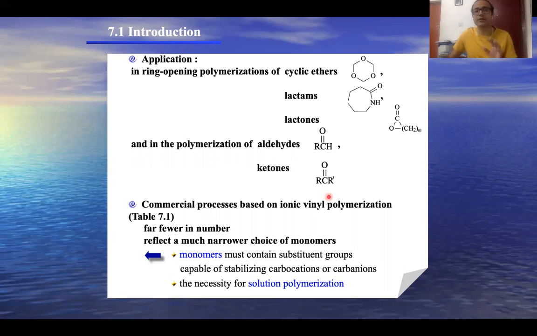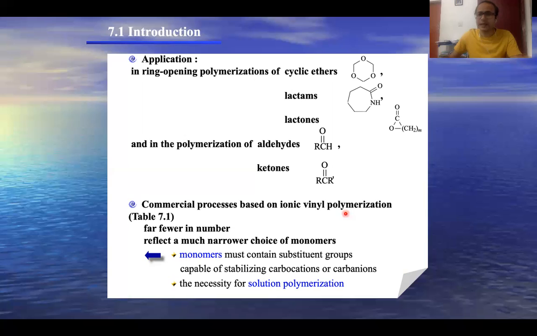So it is not reduced or limited to only vinylic polymerization, but you can do polymerization of other monomers as well. And therefore, you can have a variety of polymers being made using the ionic polymerization.